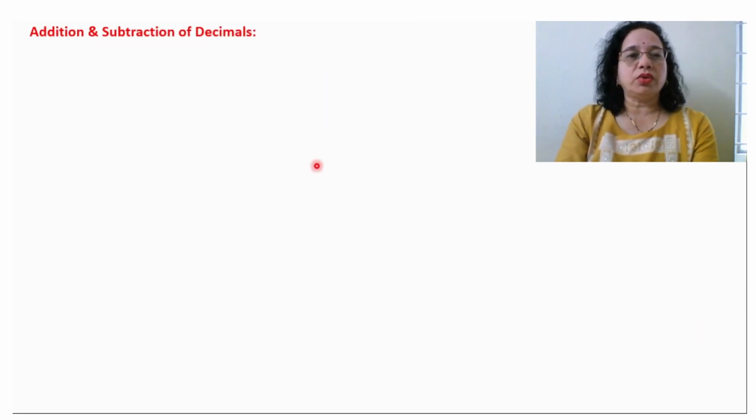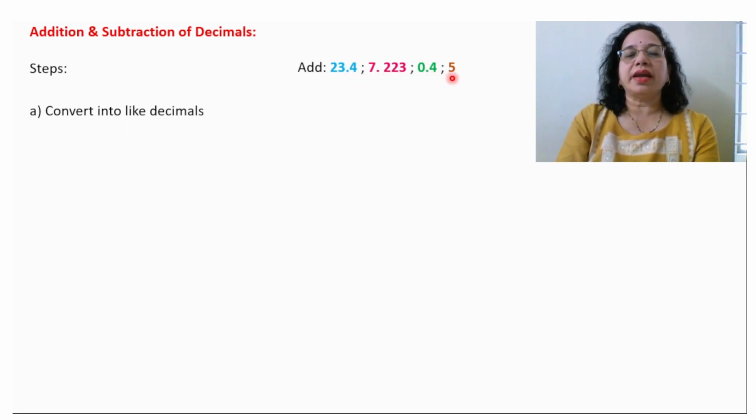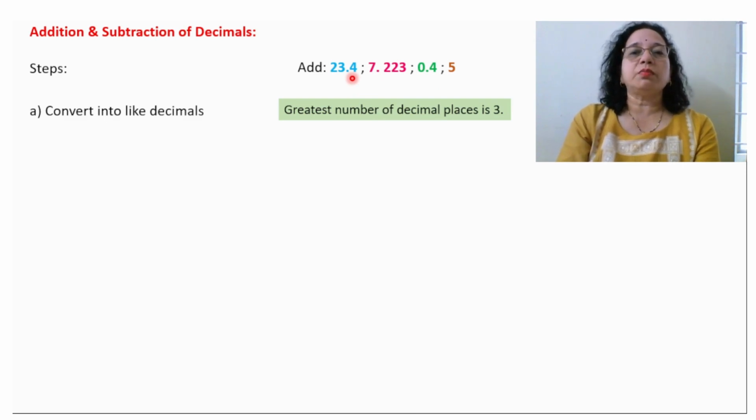So let us start with my today's subtopic, addition and subtraction of decimals. Here we follow a few steps to avoid confusion or mistakes. For the first question, I have taken four different decimals to add. So what is the first step? Convert into like decimals. Here you can see that all the decimals are unlike decimals. The greatest number of decimal places is 3, so we will convert each decimal into 3 decimal places by adding zeros on the extreme right hand side.